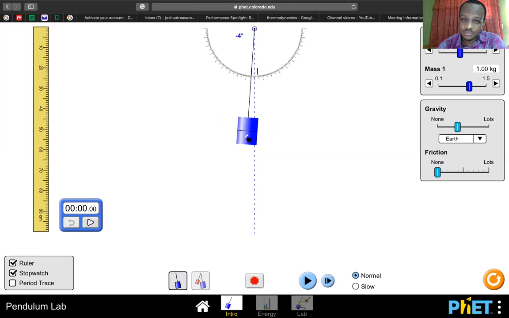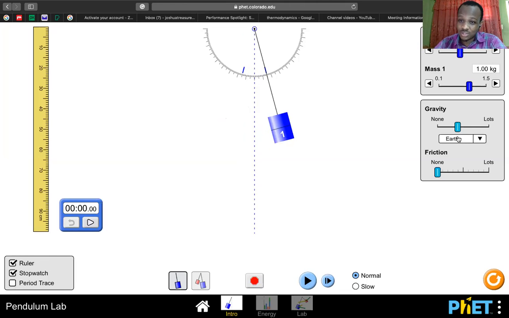We'll pause it and just give it some time to settle. All right, everything is okay. Length, mass, the gravity, we're on Earth. We'll go into that in the future, right? Gravity, the acceleration due to gravity. You'll learn more about that. We'll try and cover that next week. And there's no friction, right? All right, let's move on.